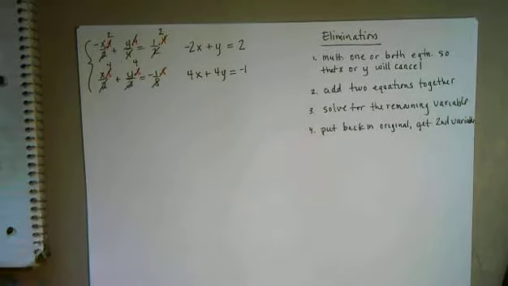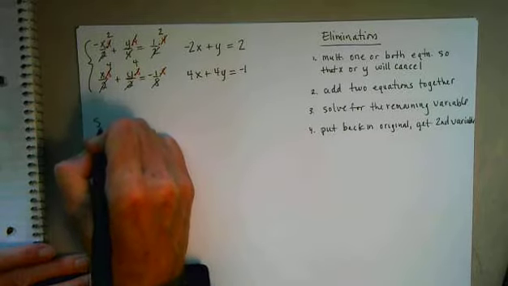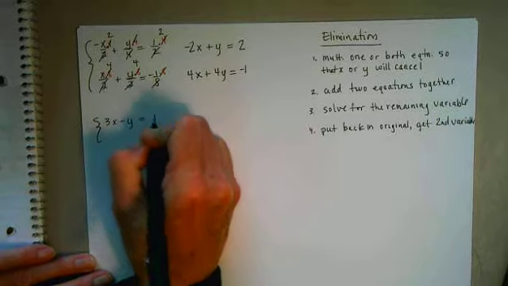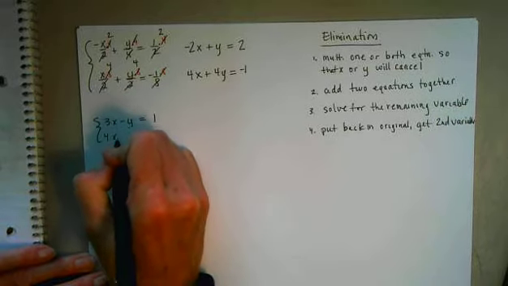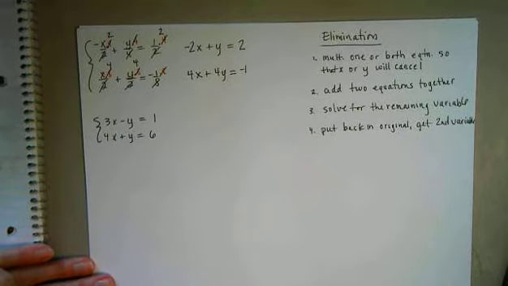Okay, so here's an example. We're going to do this one by elimination. Suppose I tell you that 3x minus y equals 1 and 4x plus y equals 6. Now they start you out like this, and this is kind of nice.